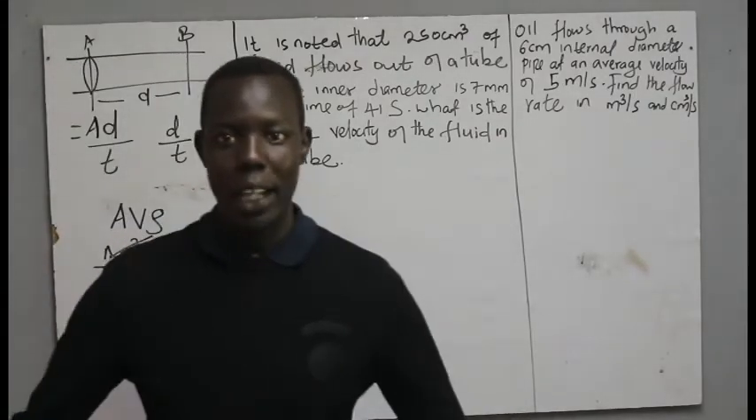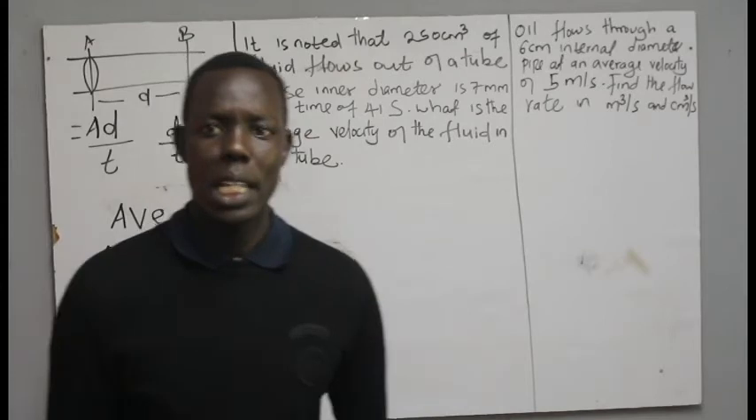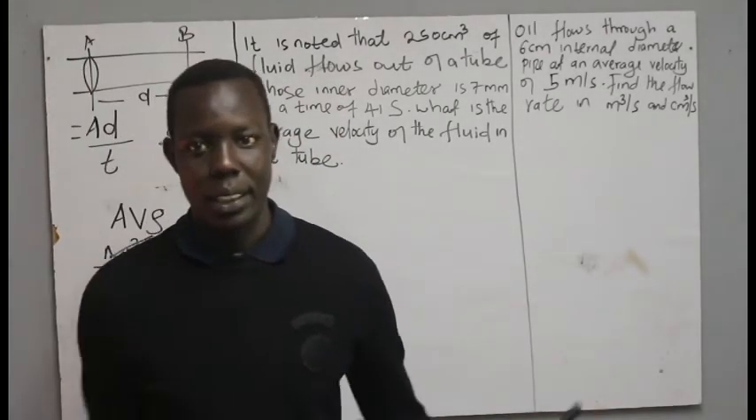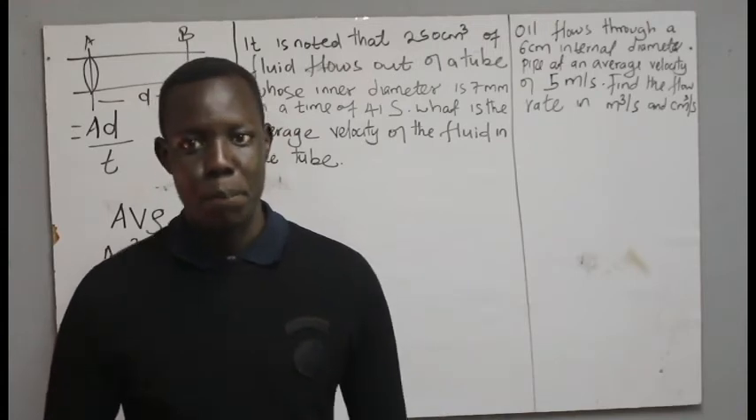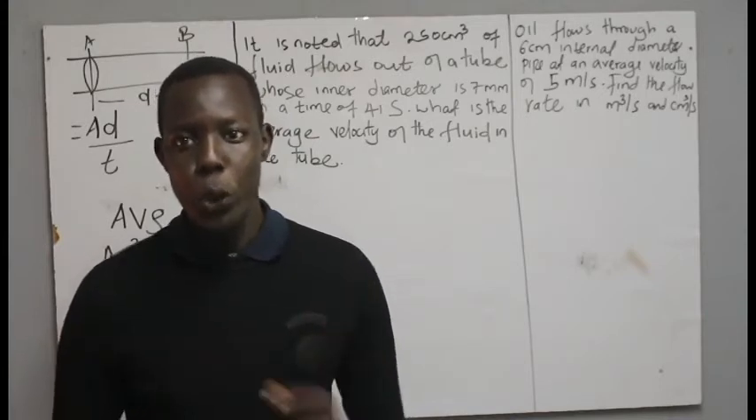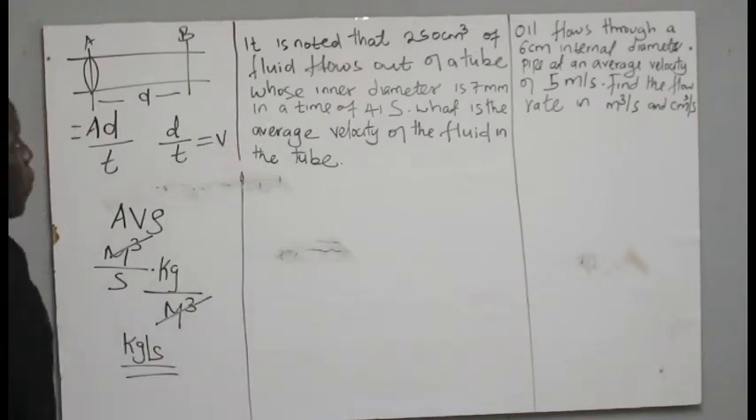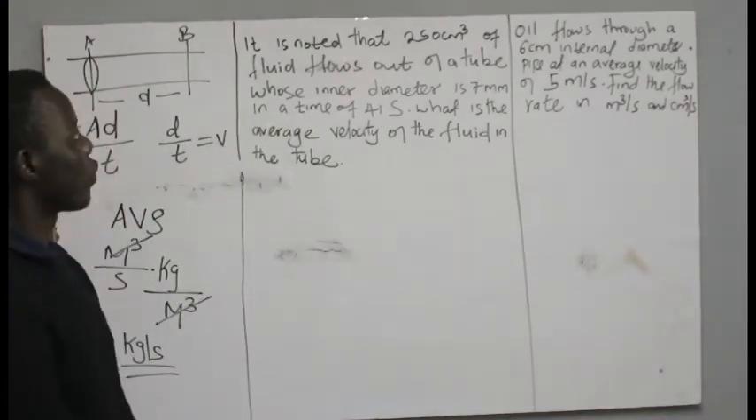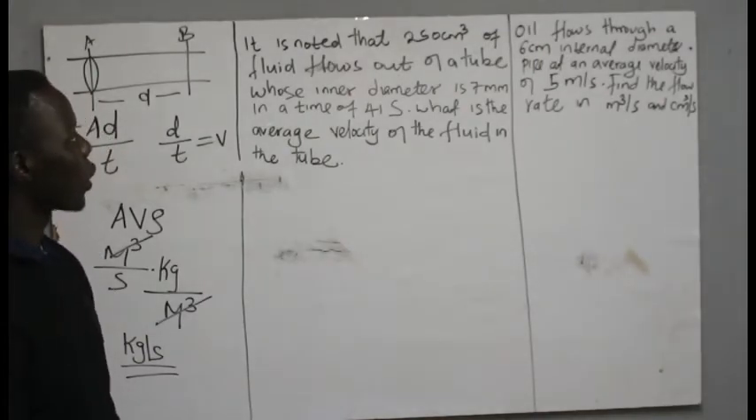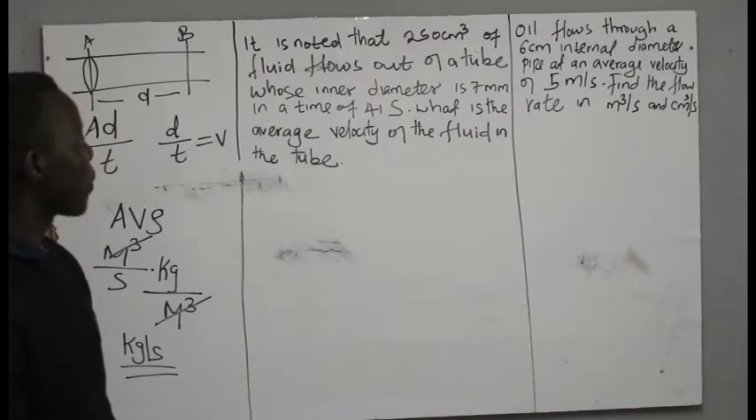After calculating, if it is mass flux, put the correct units. This is how we penalize in the whole of physics, regardless of the topic or the concept. You give wrong units, we deny you a whole mark. You give no units, we deny you half a mark. So let's look at this question here. It is noted that 250 centimeters cubic of fluid flows out of a tube whose inner diameter is 7 millimeters in a time of 41 seconds. What is the average velocity of the fluid in the tube?